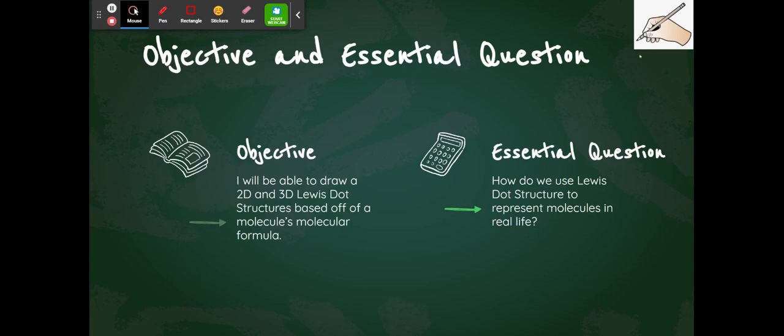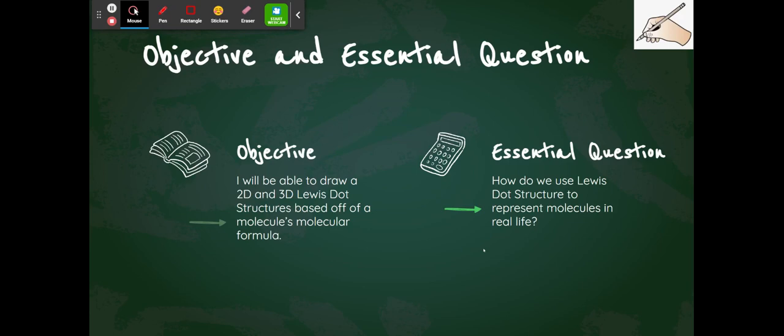As a reminder, if you see this little icon on the slide, you should pay extra attention and make sure to record whatever is on that slide in your notes. So our objective will be to draw 3D and 2D Lewis dot structures based off of molecular formulas. And our essential question is, how do we use Lewis dot structures to represent molecules in real life?